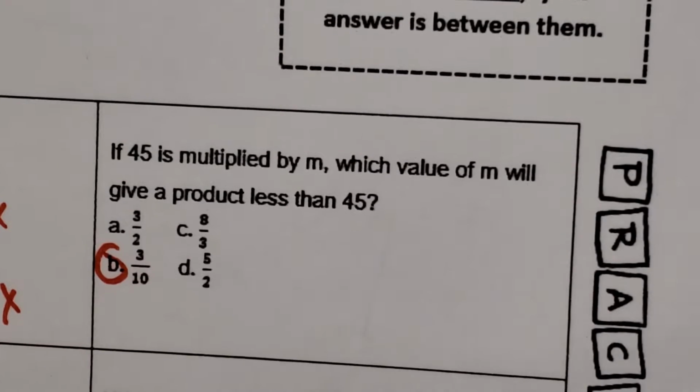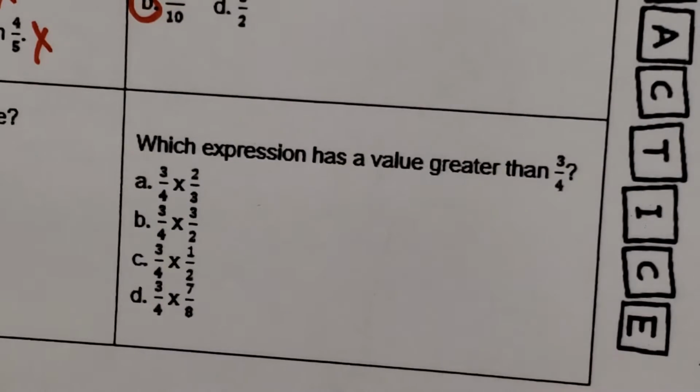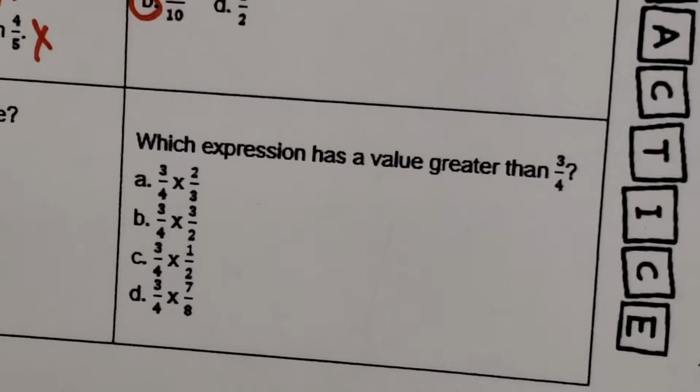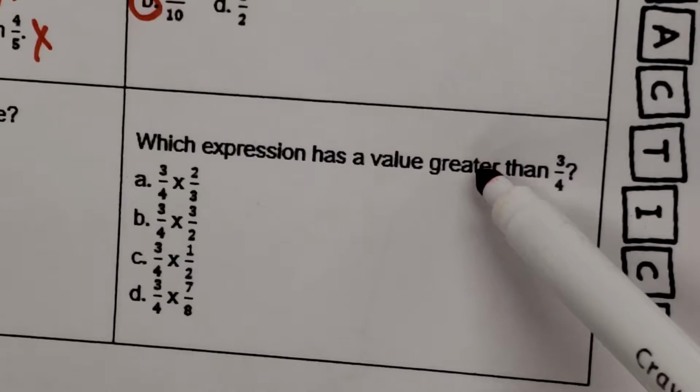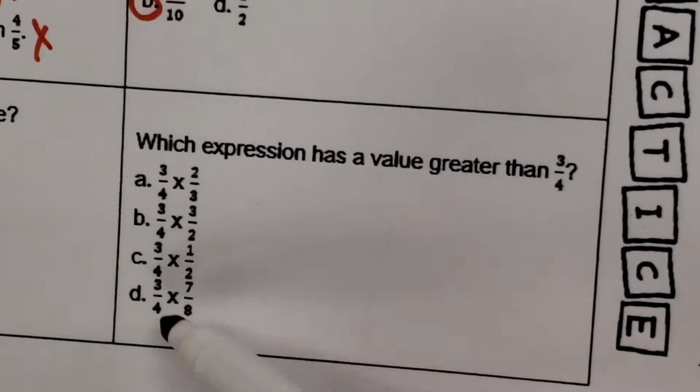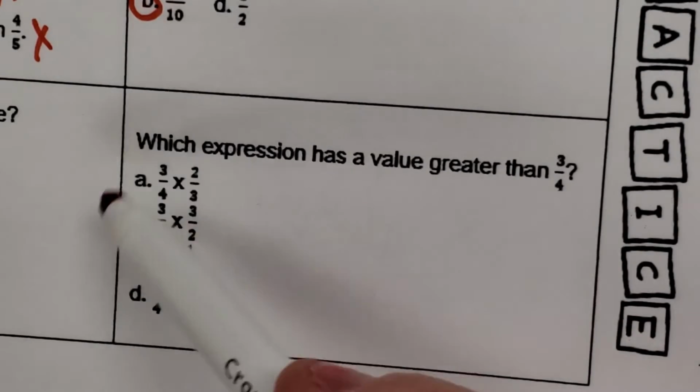Okay? Which expression has a value greater than 3/4? Well, all of these start with multiplying by 3/4. So basically, which one of these am I multiplying by something greater than 1 whole? 2/3, 3/2, 1/2, or 7/8. So which of these is greater than 1 whole? 3/2.